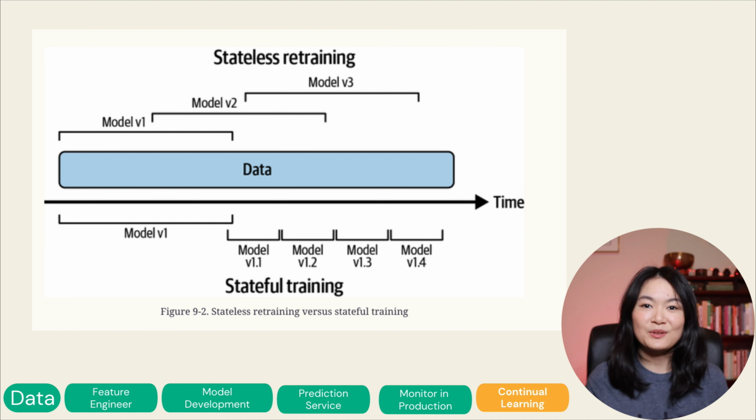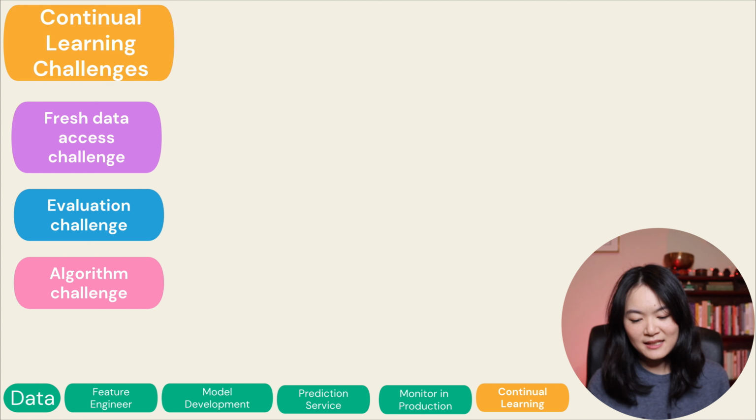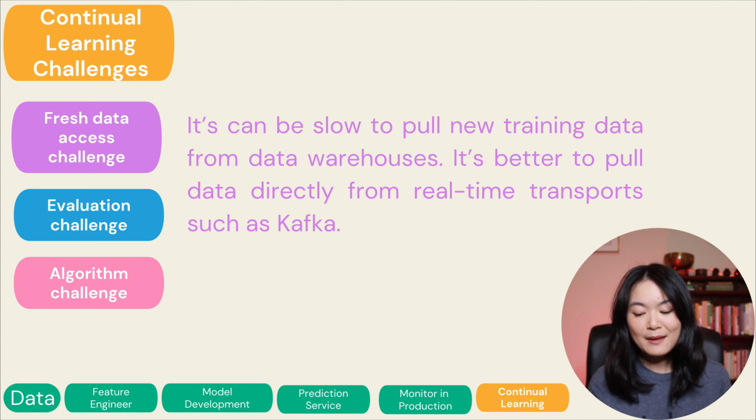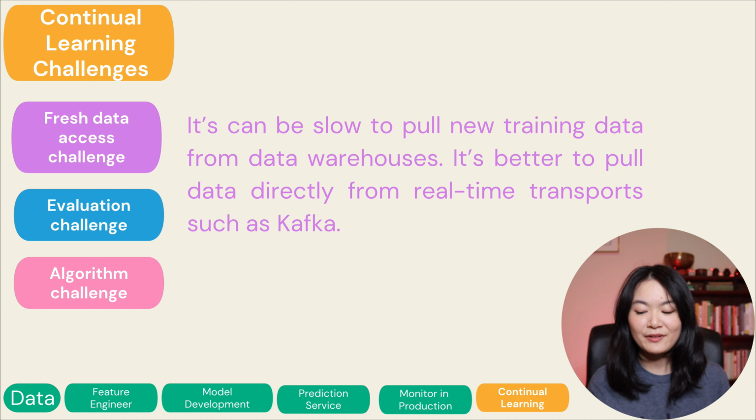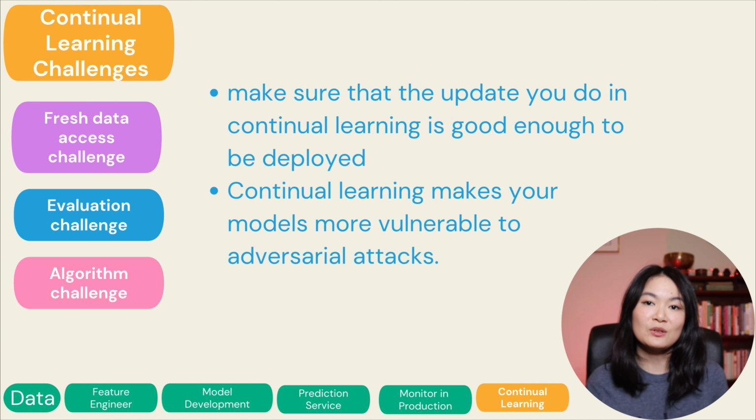There are three continual learning challenges. The first is the challenge of getting fresh data. It can be slow to pull new training data from data warehouses. It's better to pull data directly from real-time transports like Kafka. The biggest challenge is the evaluation challenge. You need to make sure that the update you do in continual learning is good enough to be deployed. The more frequently you update your models, the more opportunities there are for updates to fail. Continual learning also makes your model vulnerable to adversarial attacks. It is crucial to test each of your model updates to ensure its performance and safety.